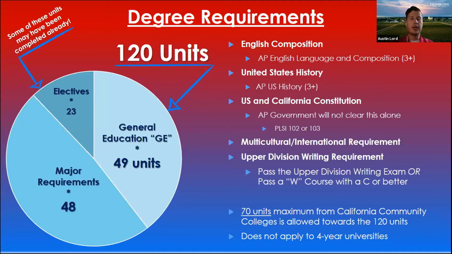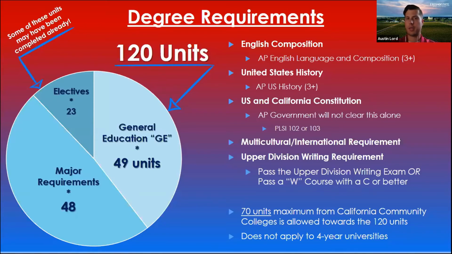Now the third one, the US and California Constitution, or the government requirement, or state or federal, state, local, you'll hear it called different things. Usually this is a poli-sci 2 course. That's the name here at Fresno State. It varies a little bit at different community colleges. Usually that's what's used to clear.